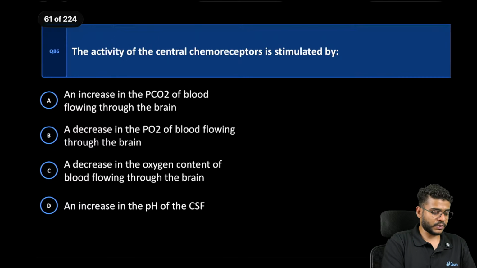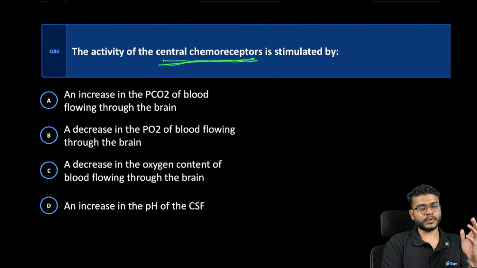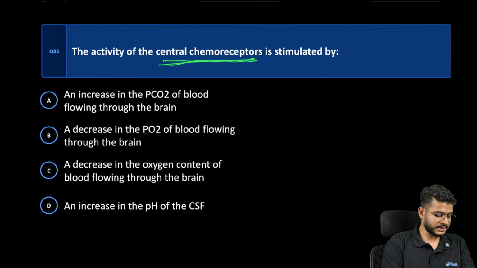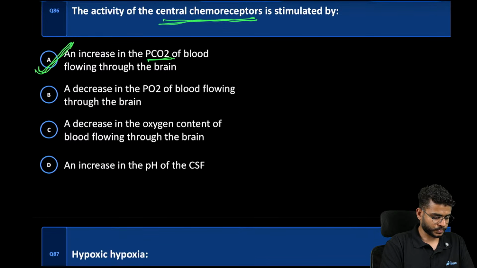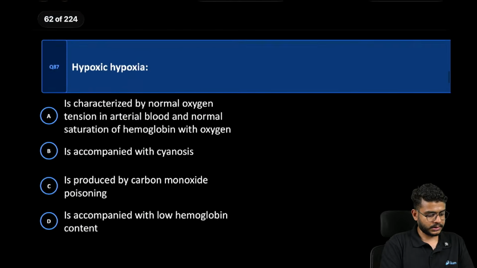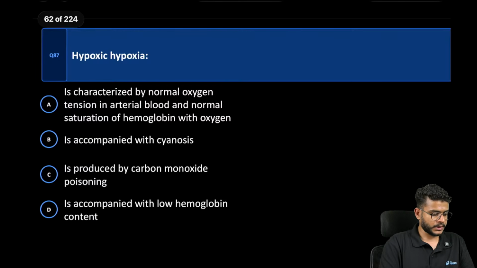The activity of central chemoreceptors is stimulated by, again, the central chemoreceptors will be stimulated by the change in carbon dioxide in the blood. Okay, so an increase in PCO2 of blood flowing through the brain. That is the correct option. Okay, let's go to the next one.